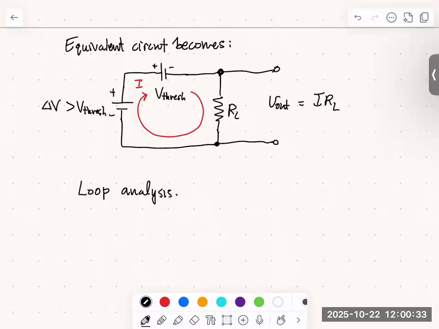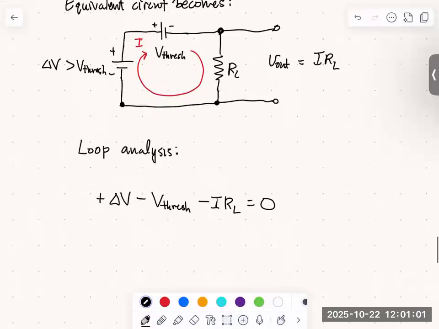Analysis. Okay. So we'll start here in the bottom left corner. The first thing we do is we cross our battery, so we get delta V. Then we cross our V threshold, but we're going from positive to negative terminals. So we're going to go minus V threshold. And then we cross our resistor in the direction of the current. So we get minus IRL. And then we're back to our starting point, and so we get 0.